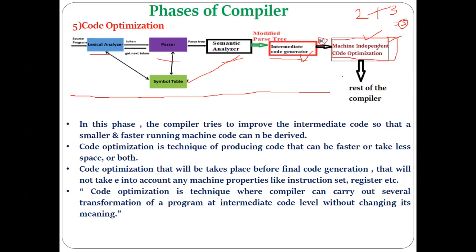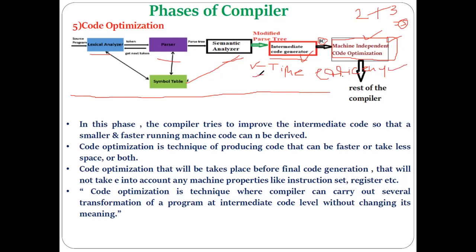Then what kind of changes can happen in the code optimization phase? Changes happen only for two important reasons. First is how your code can be executed within less time, that is, for the purpose of time efficiency. To improve time efficiency, changes can be made in the intermediate code. That is the first reason why code optimization is done.